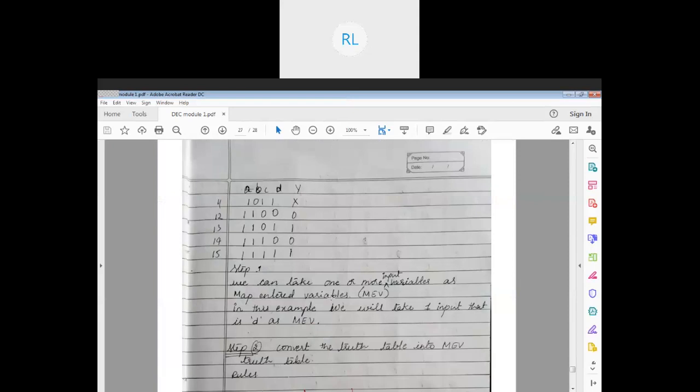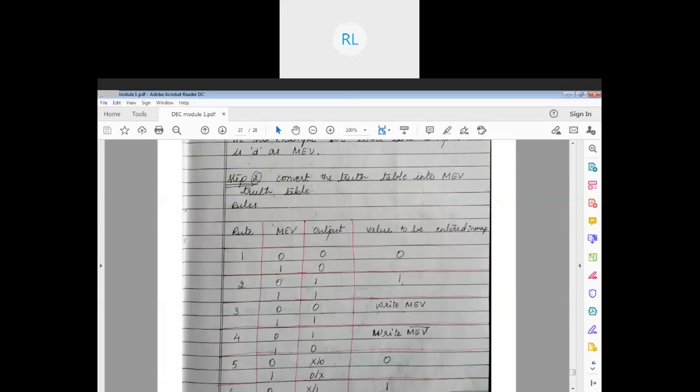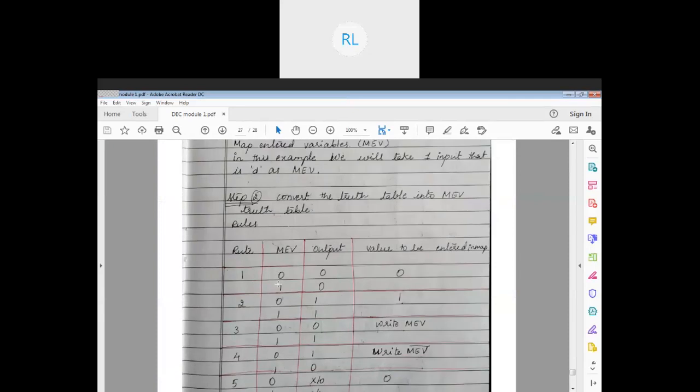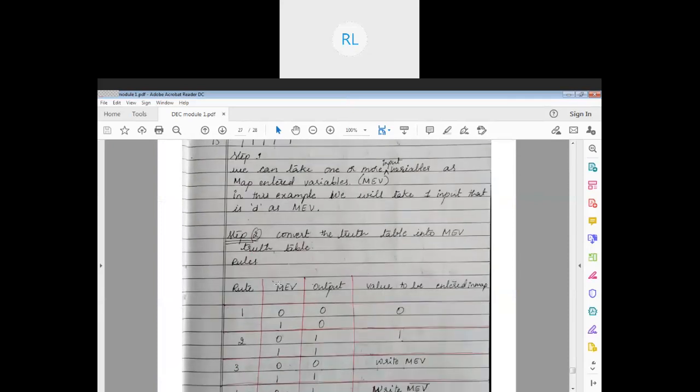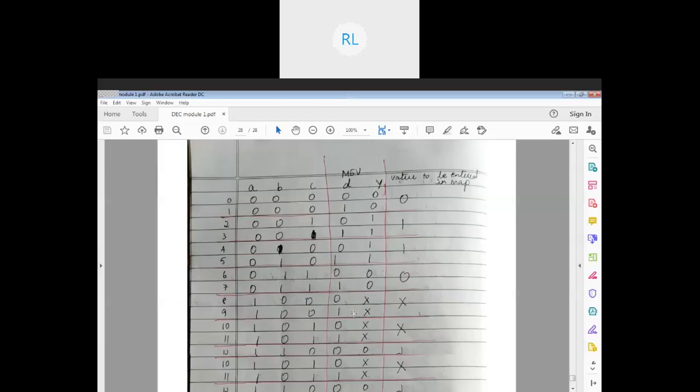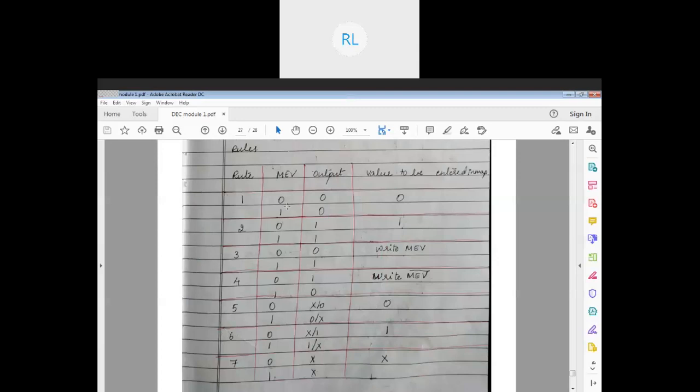So step one, I have created my truth table. Step two, convert the truth table into an MEV truth table. So I am modifying my truth table into a different format. Here I am having my MEV. There are some rules that you have to know before modifying our truth table. This is going to be our modified truth table. Before you understand this, you should know these 7 rules.